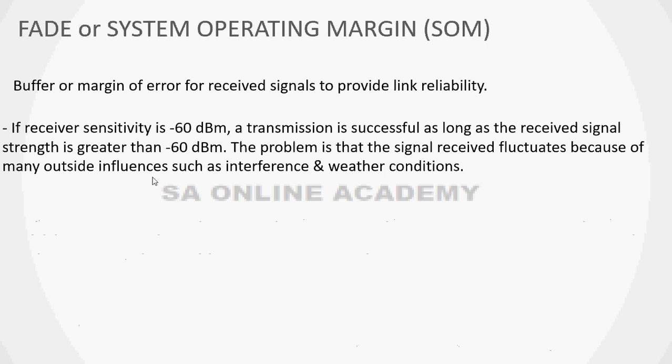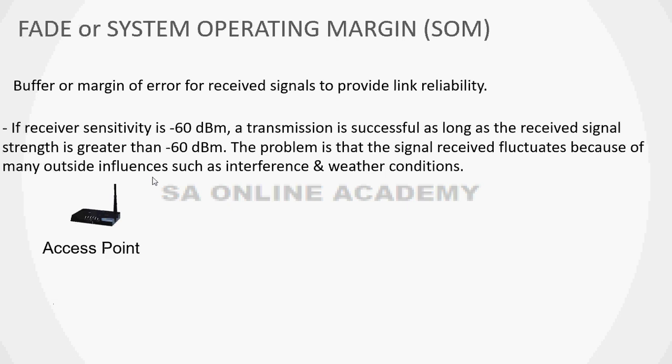So let's see one example. If the receiver sensitivity is minus 60 dBm, a transmission is successful as long as the received signal strength is greater than or equal to minus 60 dBm. The problem is that the received signal fluctuates because of many outside influences such as interference and weather conditions, like I explained to you. Because of these external fluctuations, your received signal strength may decrease, and because of this decrease, your receiver would not be able to receive and demodulate that signal.